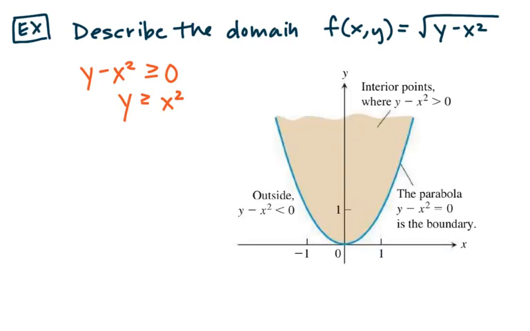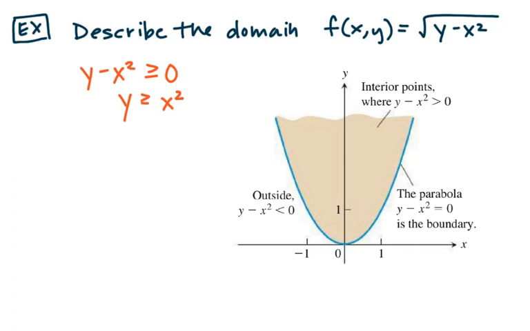So what we can check would be that anywhere inside the parabola, located inside that curvature of the parabola, y minus x squared is going to be a positive number. Anywhere on the boundary, y minus x squared would equal 0. And then outside, y minus x squared would be less than 0. We'd get a negative number for that calculation, which means we can't take the square root of a negative number.